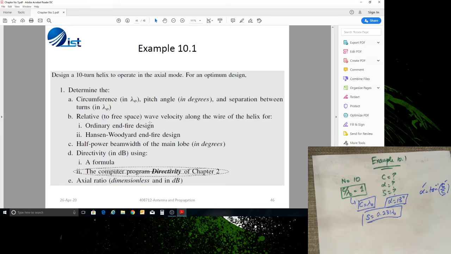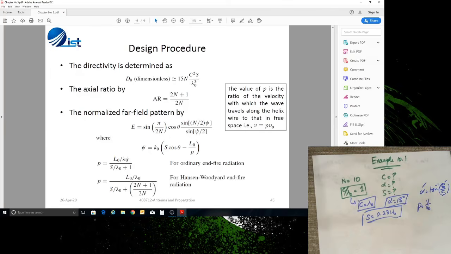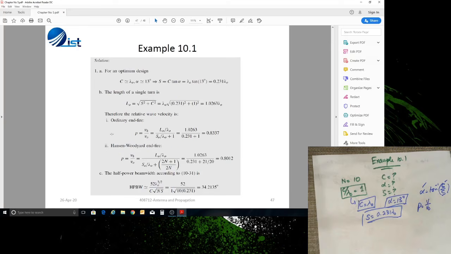तो हमने relative to free space, because relative to free space means हमने velocity जो find करनी, it means we need to find the ratio, we need to find p which is v over v naught. तो हमने ये p find out करना है ordinary end-fire और Hansen-Woodyard end-fire के डिजाइन में. तो we already seen कि this is for ordinary end-fire radiation and this is for this Hansen-Woodyard end-fire radiation. So we just need to find these two values of p.